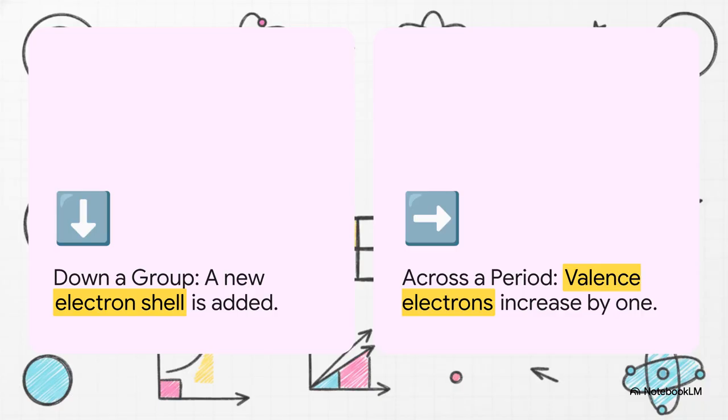So, the crucial takeaway here is grasping this fundamental difference. When you go down a group, a completely new electron shell is added, but the number of valence electrons stays the same. Conversely, when you go across a period from left to right, the number of valence electrons increases by 1 each time, but the shell number stays exactly the same. Make sure you remember this distinction.